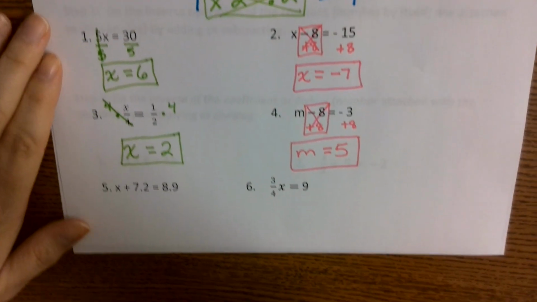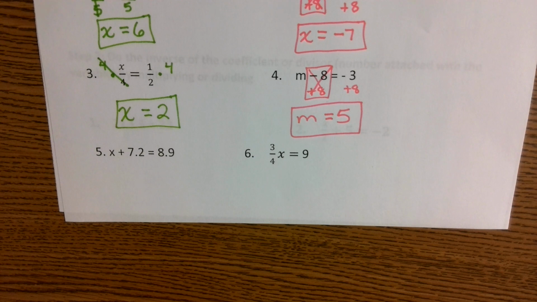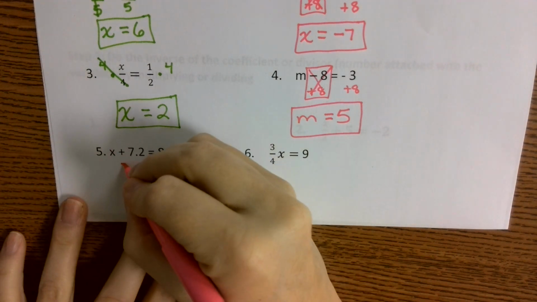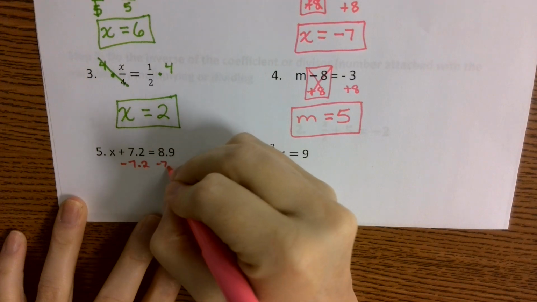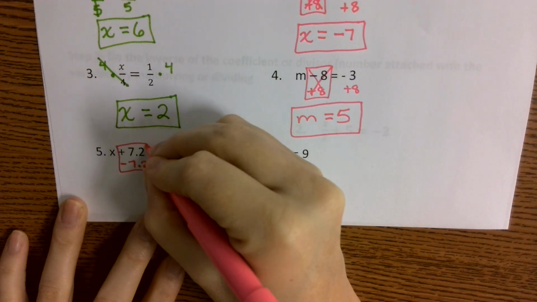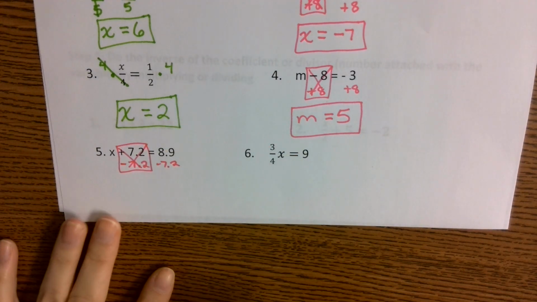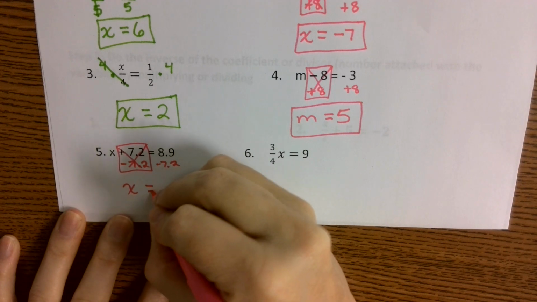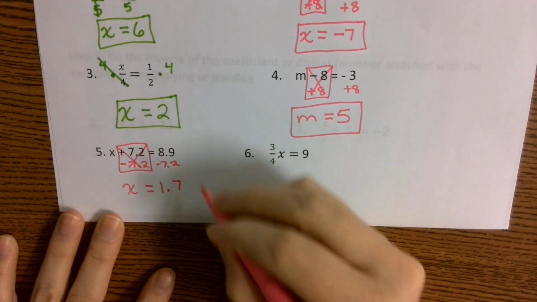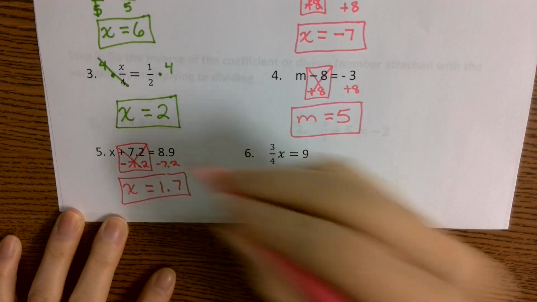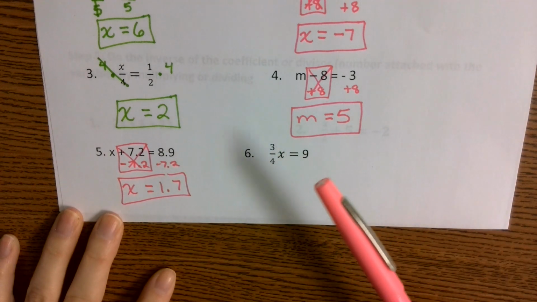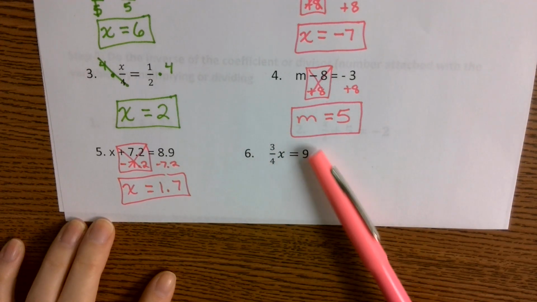All right, let's go ahead and go over these really quickly. So for problem number 5, we are going to go ahead and subtract 7.2 from both sides. That's going to cancel out the addition and subtraction of 7.2, and that leaves us with x equaling 1.7 for our final answer. For problem number 6, we have 3/4 x is equal to 9.